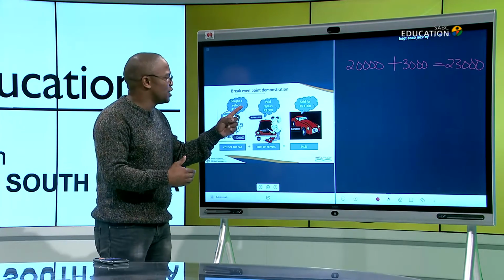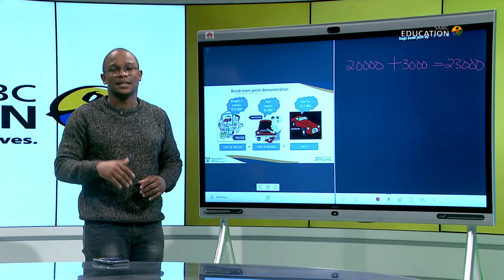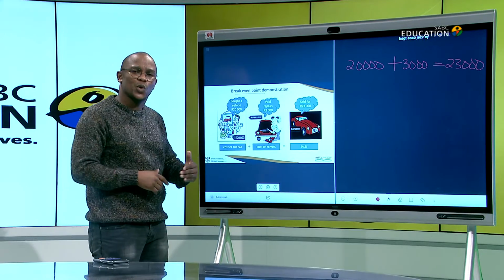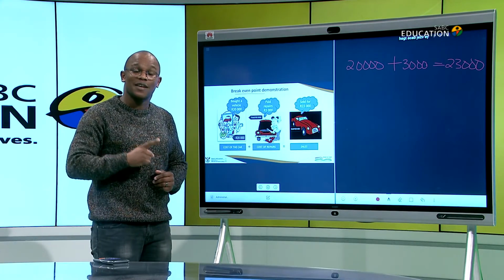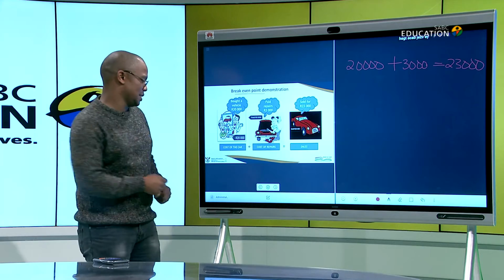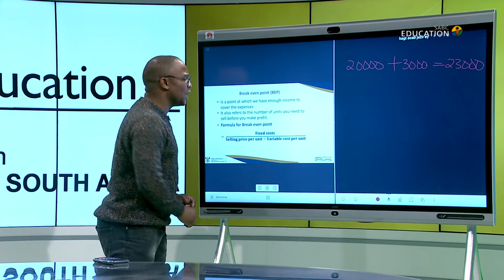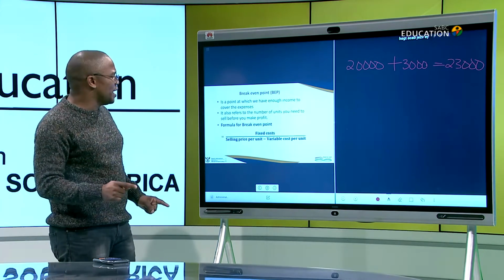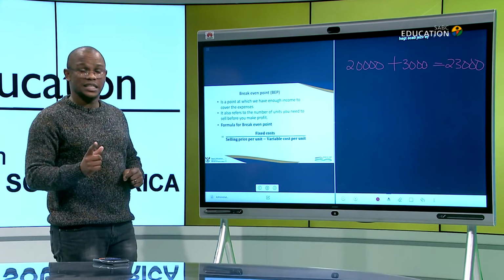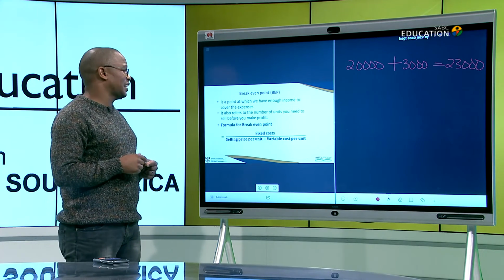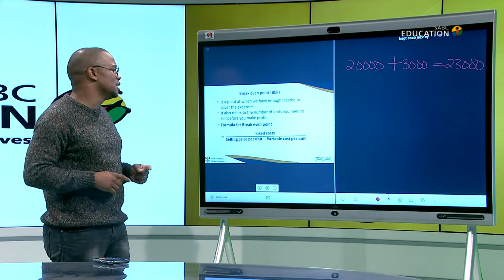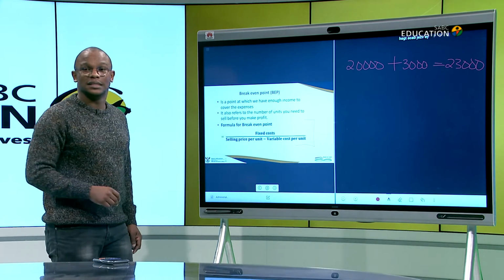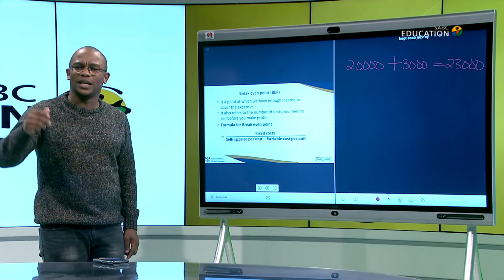You calculate your break-even point before you can do anything. The first thing in manufacturing, you calculate your break-even point first, which will be a guidance as to how many units you must produce before you can get a profit. Let's check an activity. Okay, here's an explanation. We said break-even point is a point at which we have enough income to cover the expenses. It also refers to the number of units you need to sell before you make the profit. This is very much important.